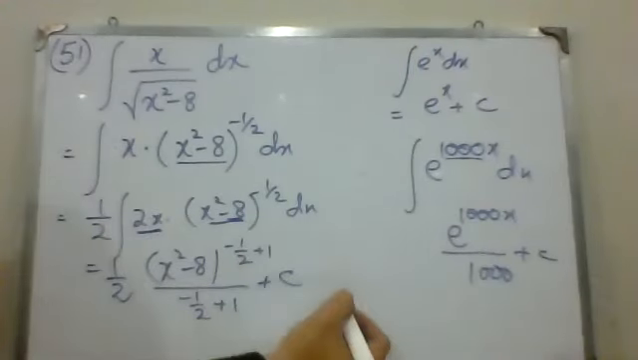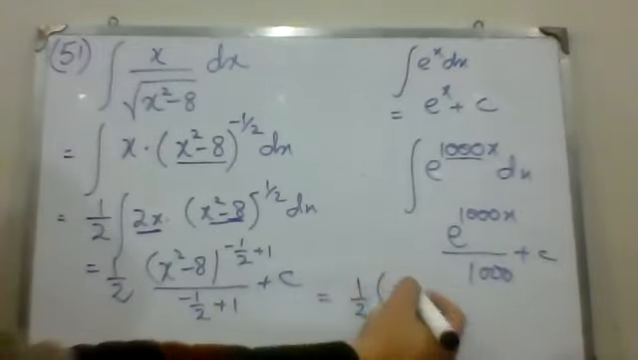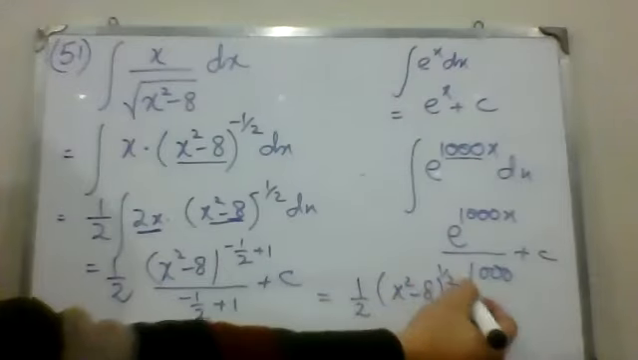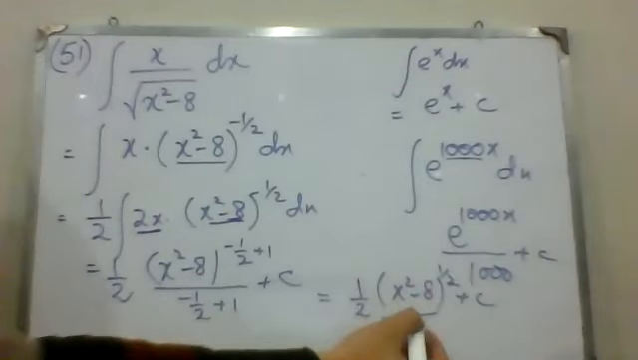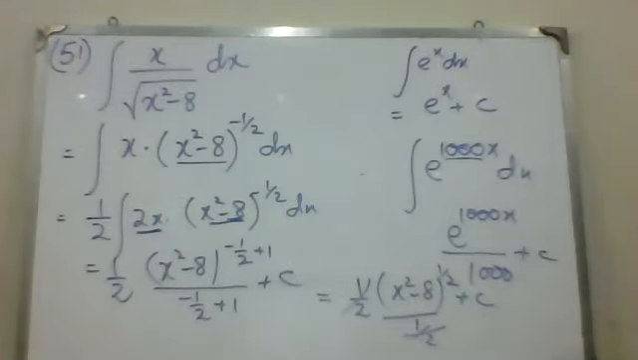So from here, if we write 1/2 (x square minus 8) to the power 1/2 plus c, and in the denominator is 1/2. So 1/2 is cancelled with 1/2, we get our required answer. Okay, so we get the required answer of the function. Clear? Yes, sir.